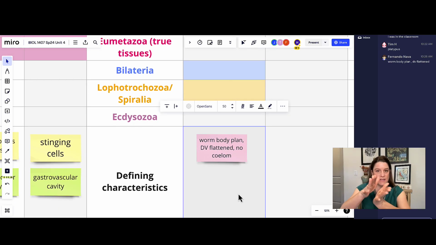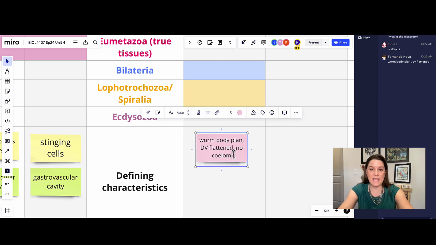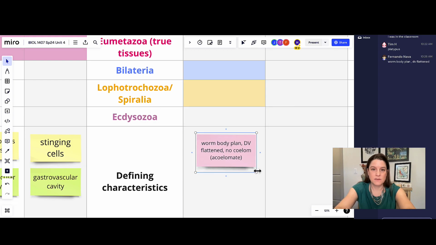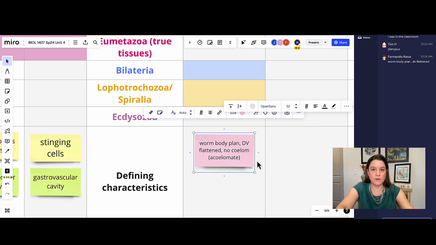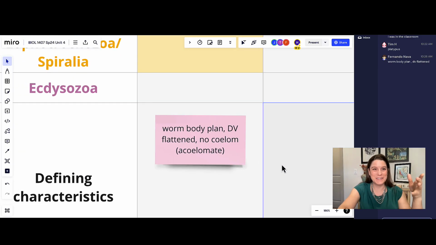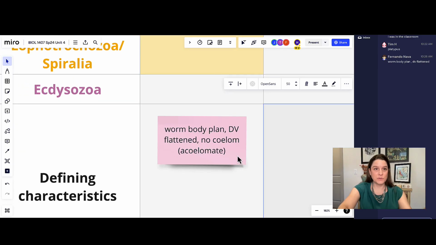So dorsal ventrally flattened, no coelom. Remember that coelom is the body space inside the body cavity. These guys are what we call acoelomate. So we could write that in here as well. No coelom means they're acoelomate, because a is like without. Like asexual reproduction is reproduction without sexual reproduction. Atonal is music that doesn't have a key to it. So acoelomate means they don't have a coelom.